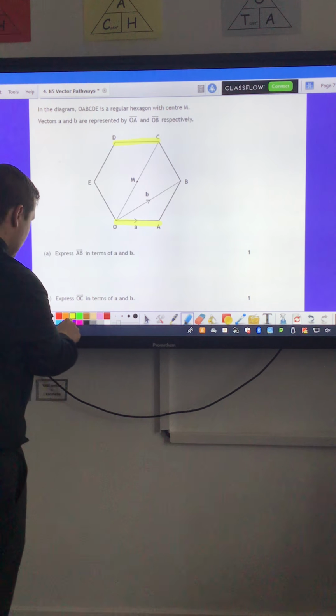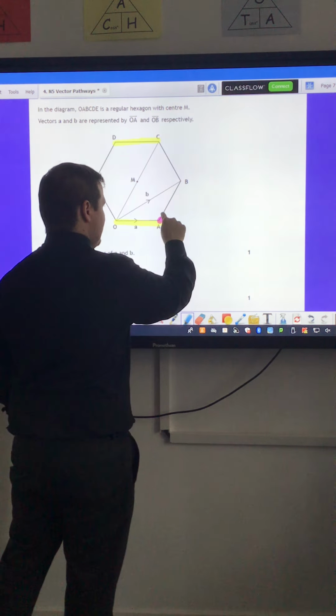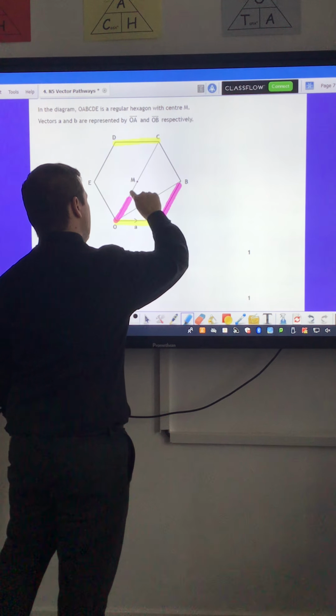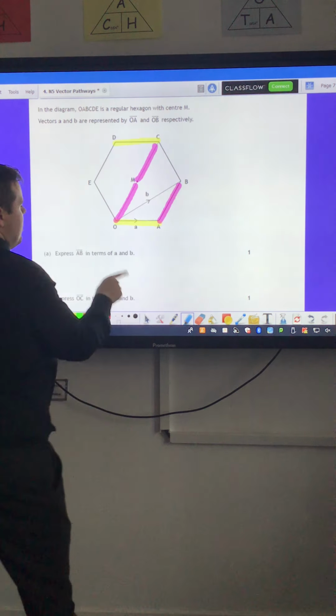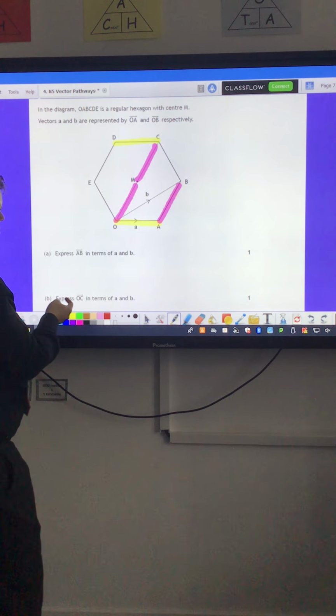Worthwhile marking in. Likewise, do I know anything else? Not yet, but if you look, that bit there and that bit there are all the same. And part A is actually going to help me find this bit here. So, let me get a pen. Right, express AB in terms of A and B.